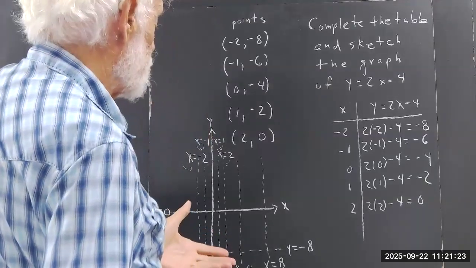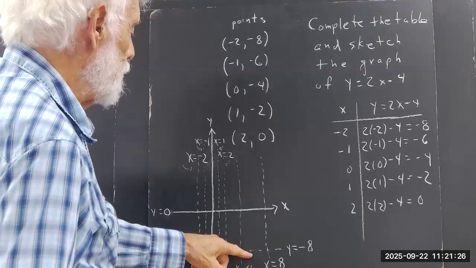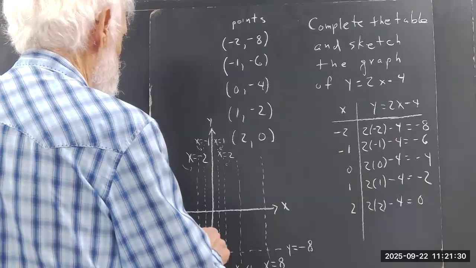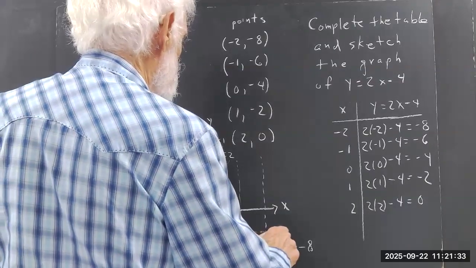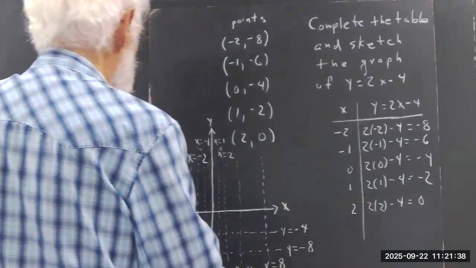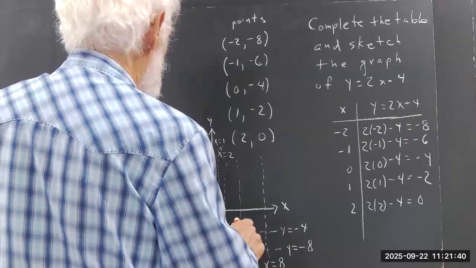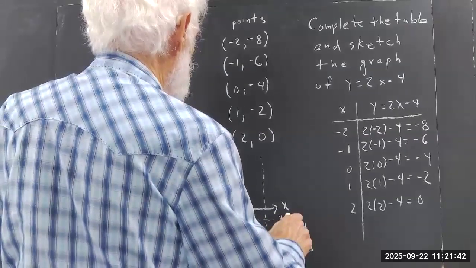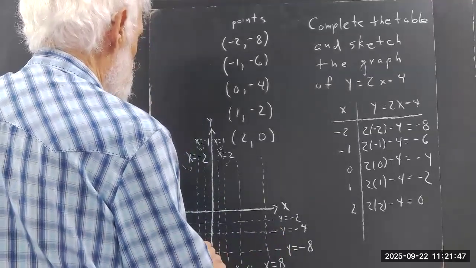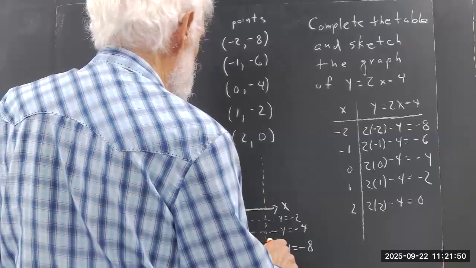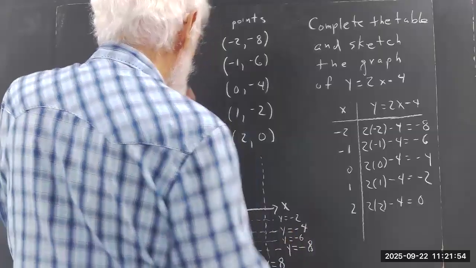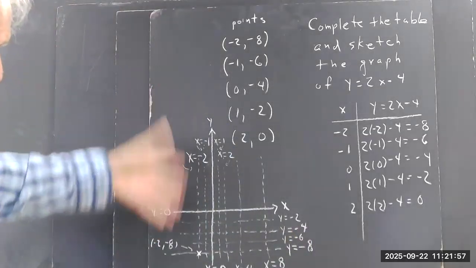Well, where's -6? Well, here's -8. Y is -8 here, and y is 0 here. Halfway between -8 and 0, it's pretty easy to find a halfway point, would be y equals -4. Halfway between -4 and 0 should be y equals -2. And halfway between -4 and -8 is y equals -6. So now I've got a grid.